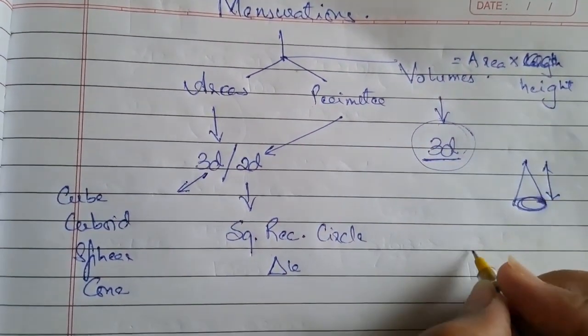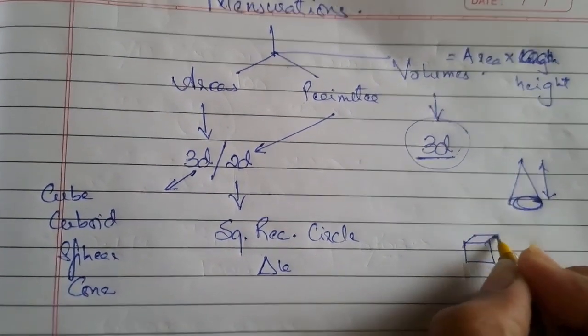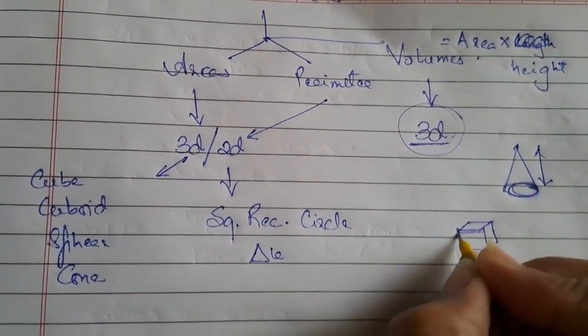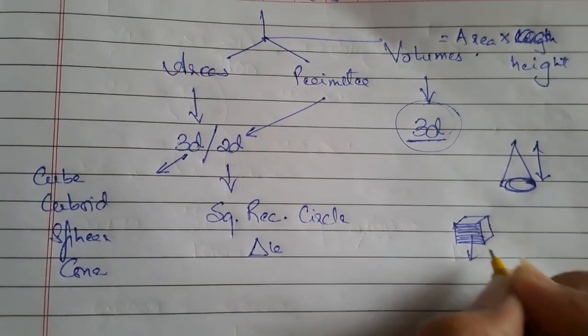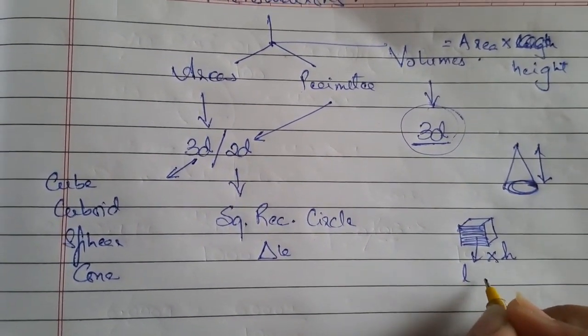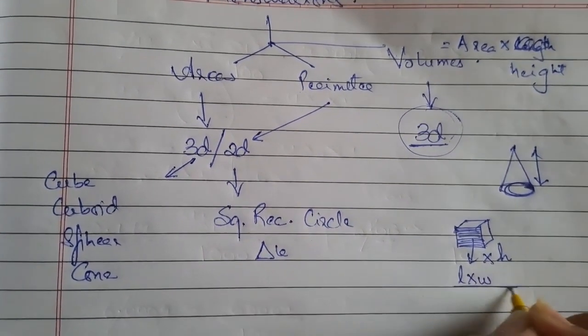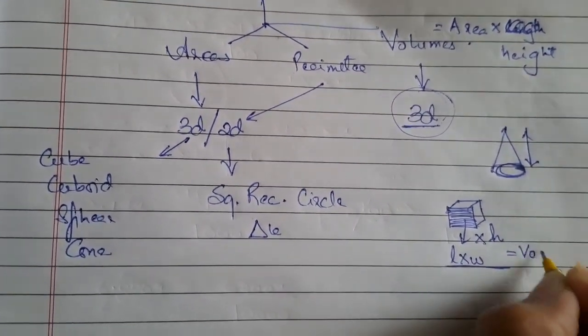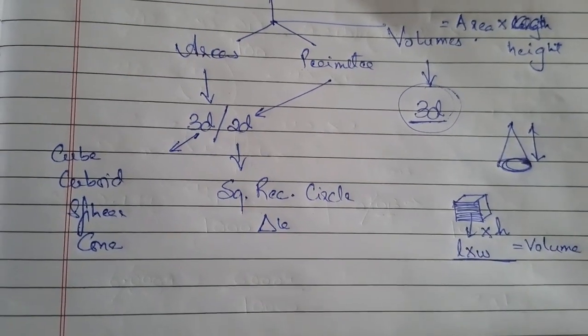Whatever the shape is, if I have a cube, what I'm going to do is find the area of one side. Once I find out the area, I'm going to multiply it with its height. The cube has length and width, and multiplying with the height will give me the volume. So this is how we calculate it.